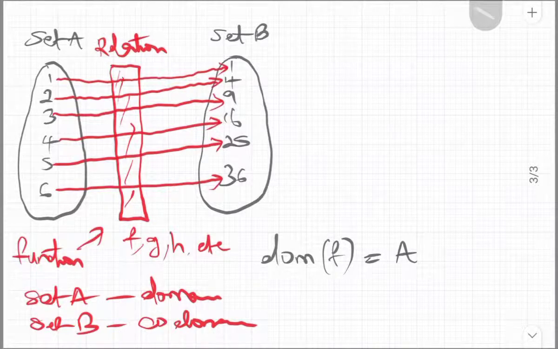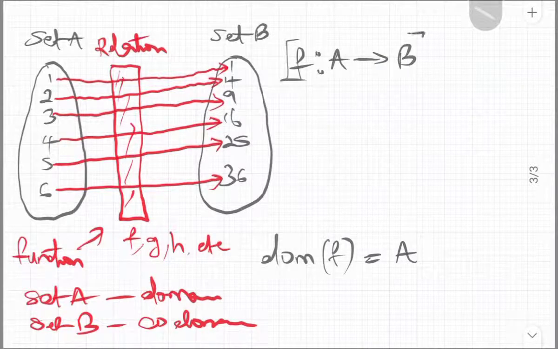We have 4, we have 16. So 4 is being squared, we have 16. We have 5, we have 25. We have 6, we have 36. So generally this function is such that it takes in an element from A and outputs the elements in B.